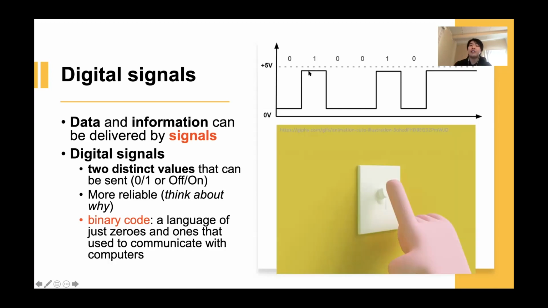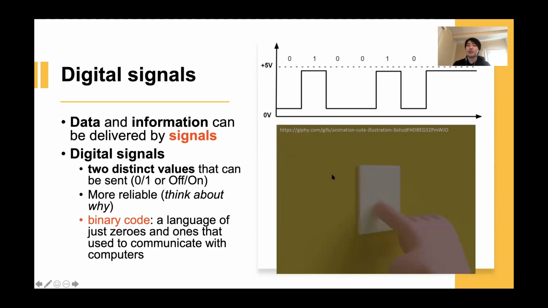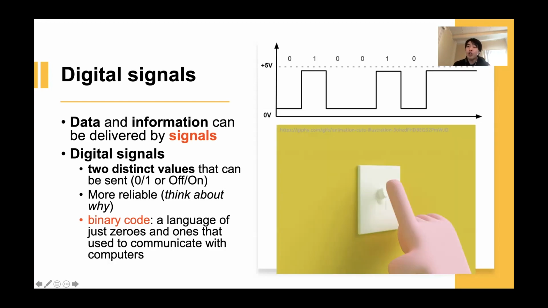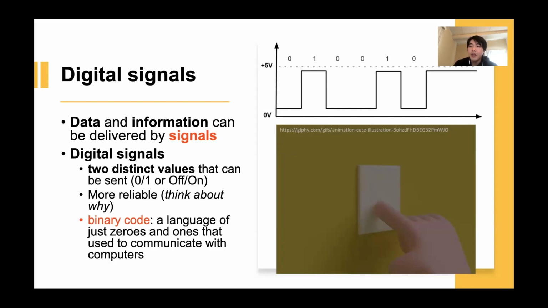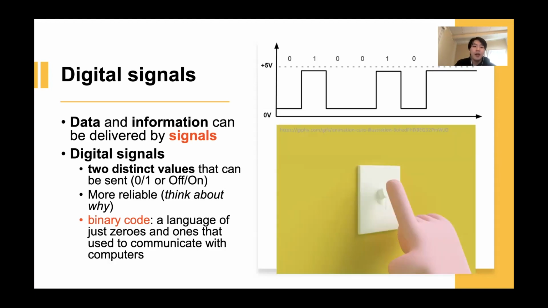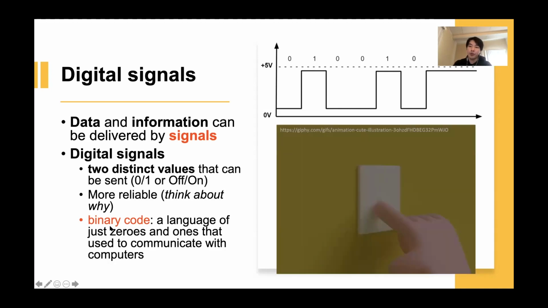You can think of this as a light switch that can either be on or off. As you can see here, it's kind of distracting because it's flicking. But anyway, digital signals are, compared to analog signals, more reliable. That's why nowadays most of the signals that we send within communication devices and also within the device are usually digital. And this digital concept of 0 and 1 is called binary code.